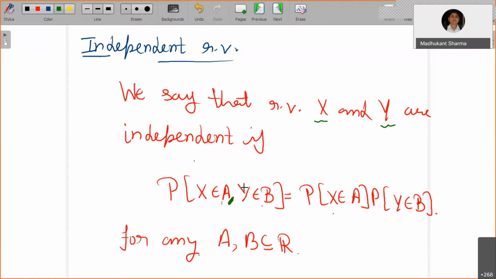Here, knowing the value of y, whatever it is, does not change the distribution of x. So the probability of x belongs to A, y belongs to B is the same as the probability of x belongs to A times the probability of y belongs to B, for any subsets A and B of the real numbers. Now you can extend this in terms of joint CDF, in terms of joint PDF, in terms of joint PMF.